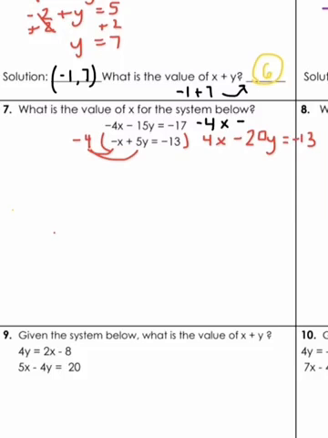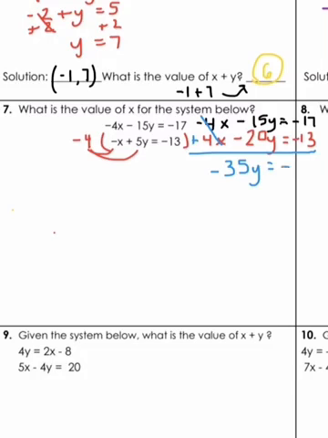Negative 4x minus 15y equals negative 17. Kind of running out of room, but we'll get back on track here. Always add them down. The x's are going to cancel. Negative 15y and negative 20y creates negative 35y. And then we're going to combine negative 17 and negative 13.